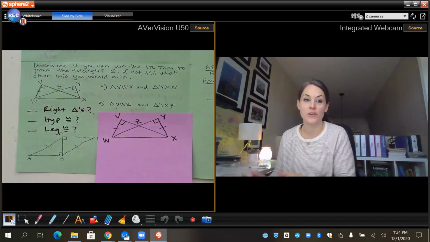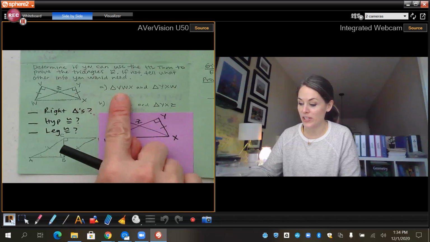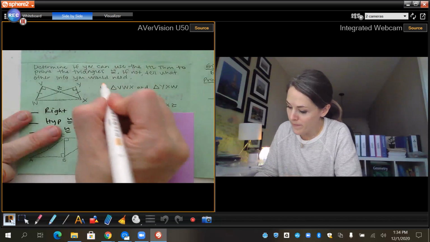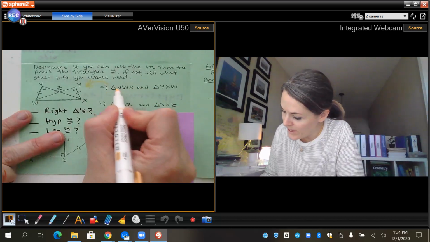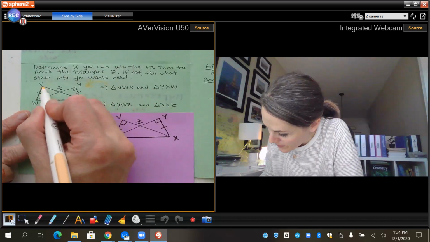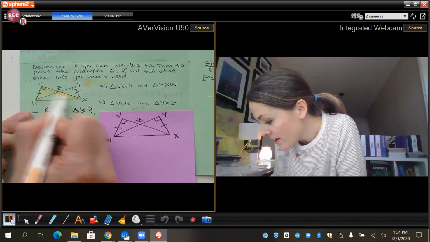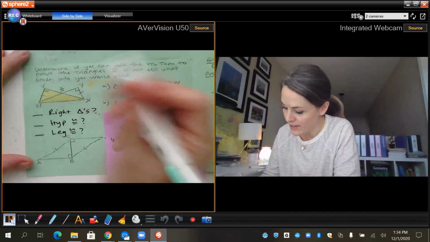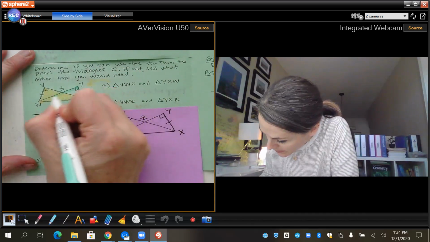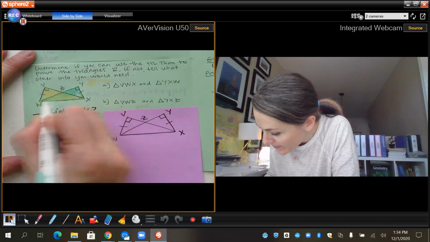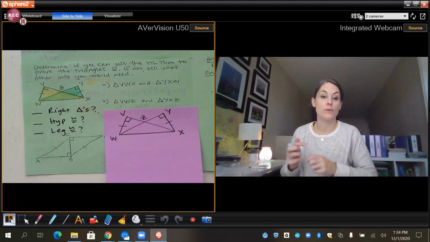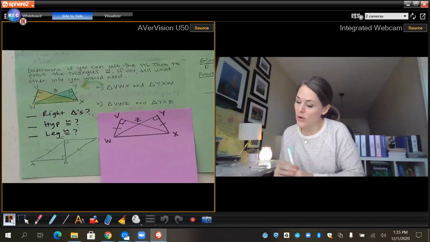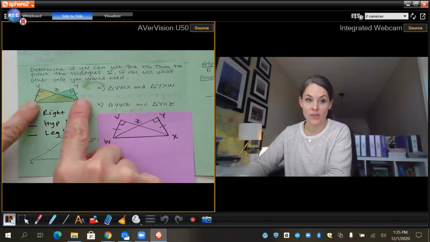So here, determine if you can use HL, given this information, to prove, and I'm going to highlight, triangle VWX, so this triangle right here, congruent to YXW, so this triangle right here. We're going to see if we have enough information to prove those 2 triangles congruent for this first one. Here I already have one side congruent, so that's the leg.